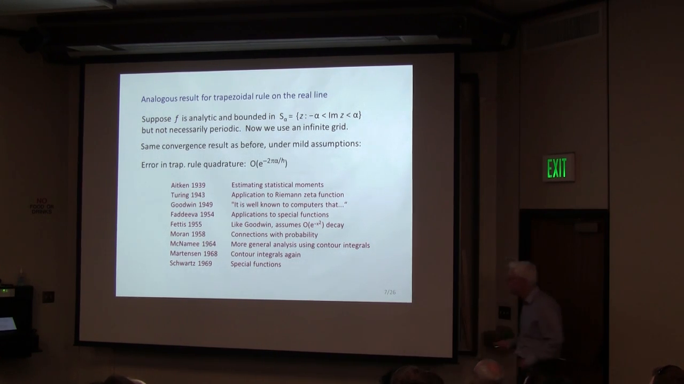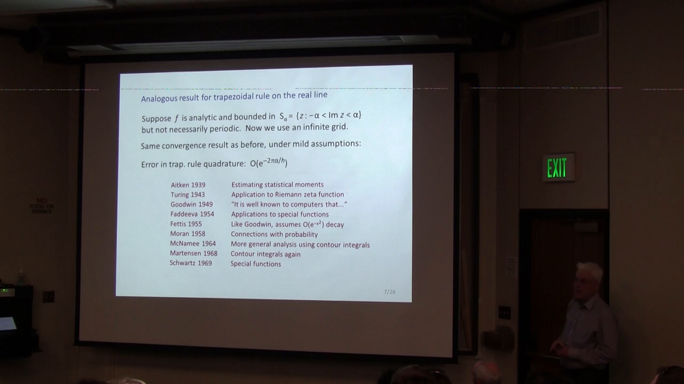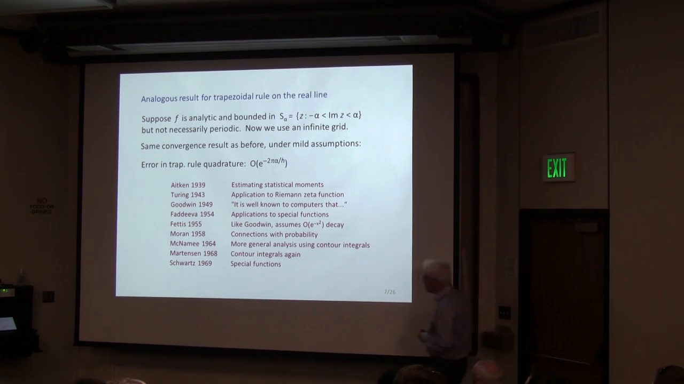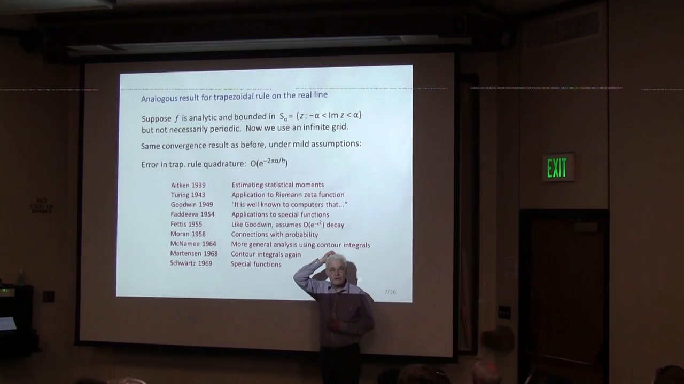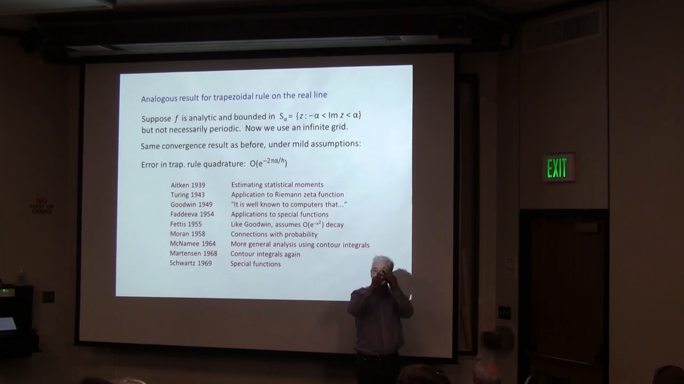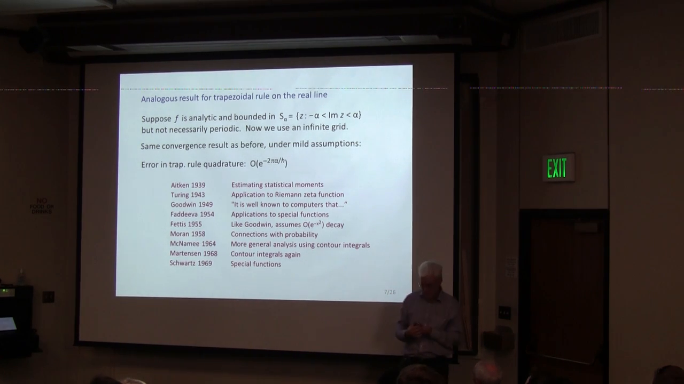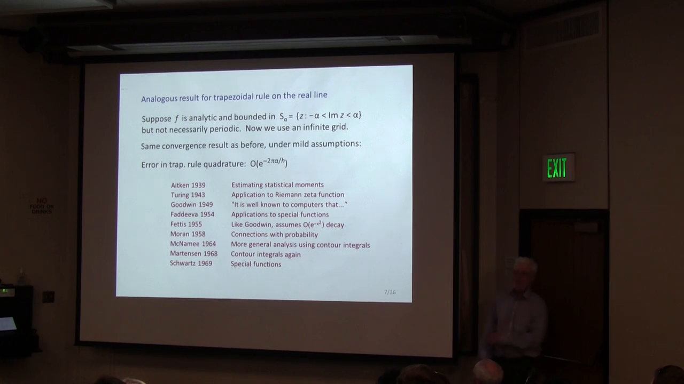So if the Riemann hypothesis were false, there's a pretty good chance that Turing would have figured that out, because he used this trapezoidal rule in order to locate zeros on the critical line. Regrettably, he was unable to find any that weren't on the critical line.